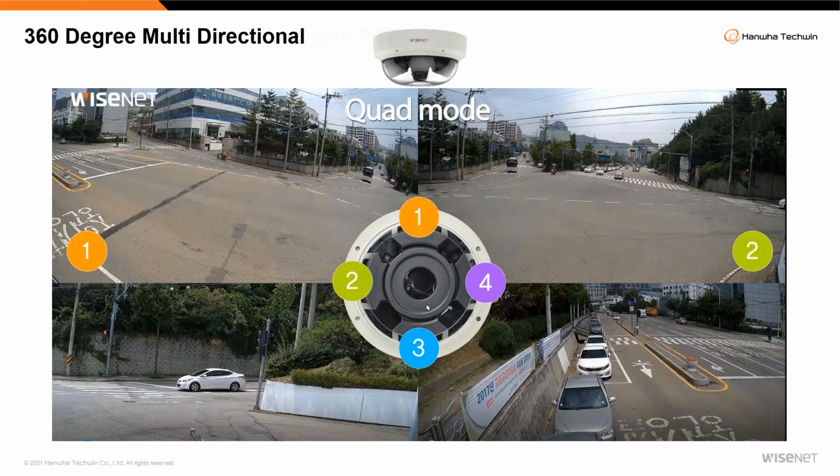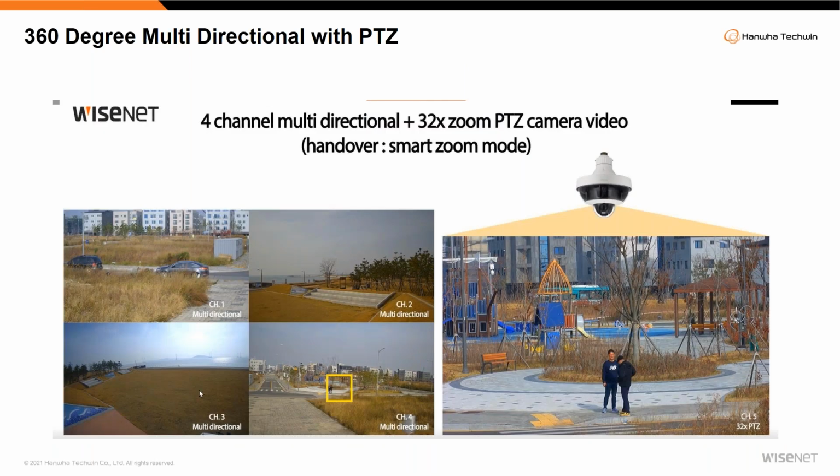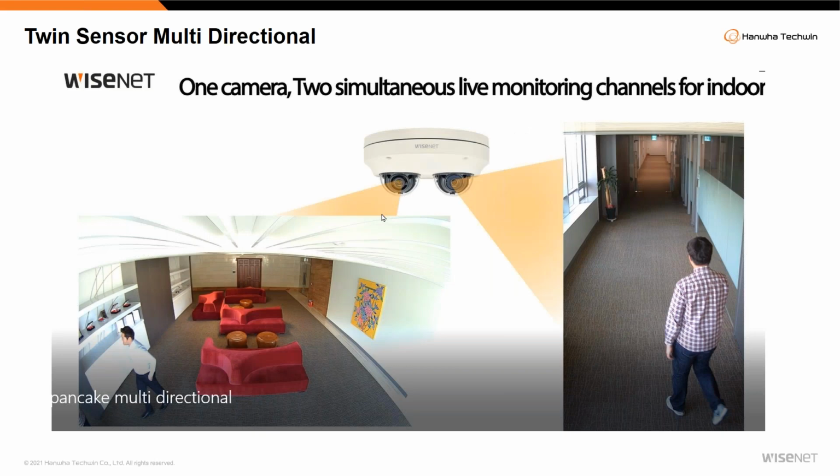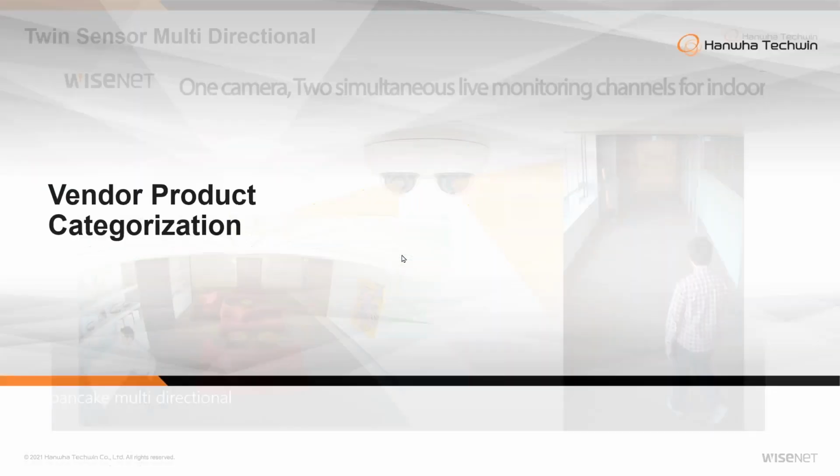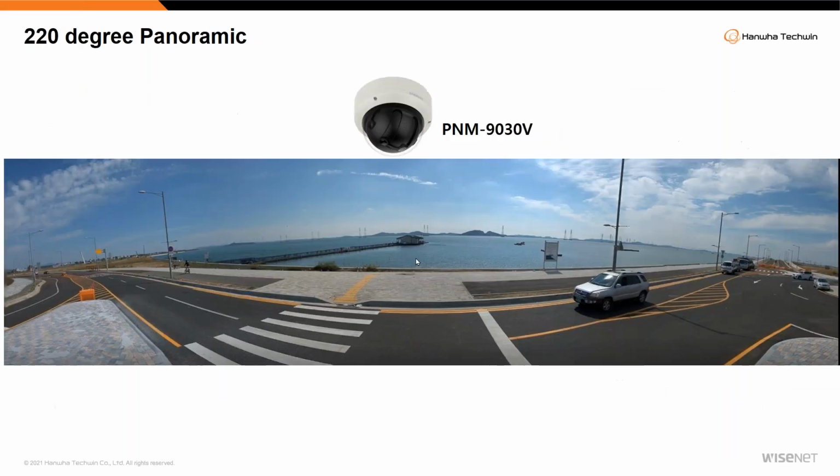Then five-direction cameras. On the top there are four directions and a PTZ at the bottom to zoom in and zoom out. Then there is two-direction. If you want perpendicular corridors, you can use two-direction. So what is the benefit of multi-direction cameras?